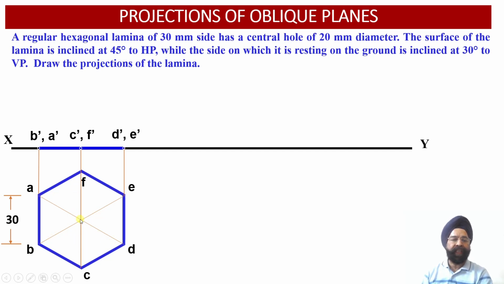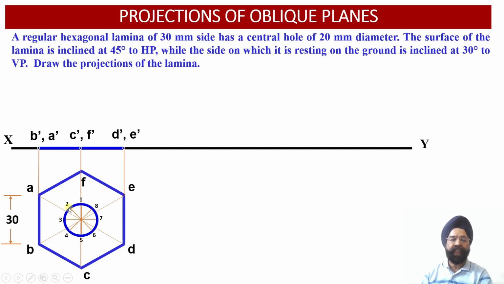So they are going to intersect at this point, which is going to be the center point of this hexagonal lamina. So with this point at the center, we are going to have the radius equal to 10 millimeter, and the diameter of the central hole will be equal to 20 millimeter. This way the central hole has been located within this particular hexagonal lamina.